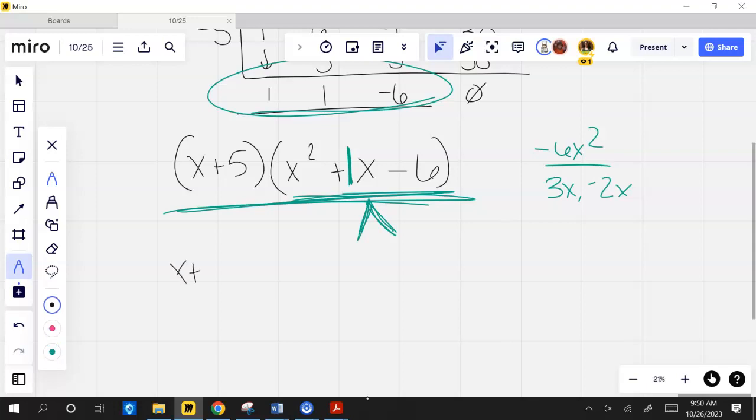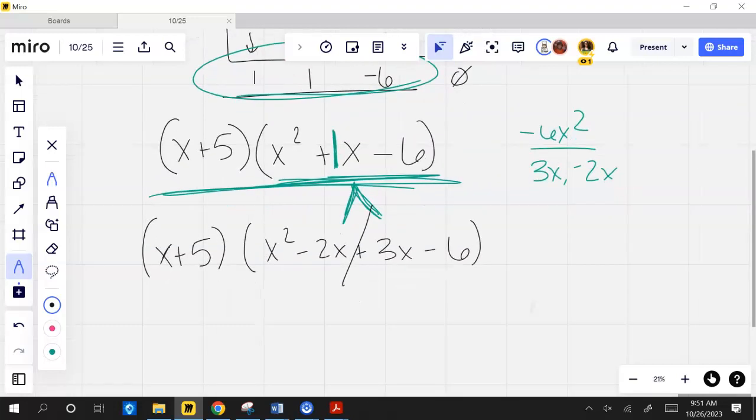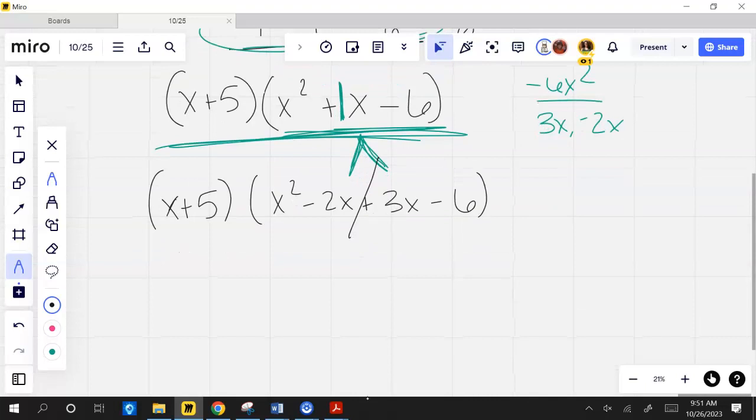So I've got the x plus 5 that stays, right? Remember, factoring completely means I look at all the parentheses that are there as I go down, and I keep trying to break them down if I can. So this one, x squared minus 2x plus 3x minus 6. Go ahead and slash it. Finish factoring that out, and we'll come back together and see if you got the same thing I did.